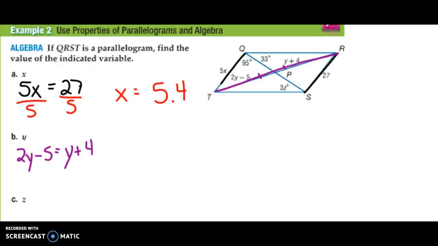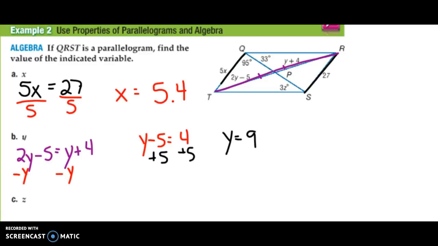Simple problem. There's more y's on the left, so I subtract a y from both sides, and I get y plus 5 is equal to 4. Subtract 5 from both sides, and I get y is equal to -1.